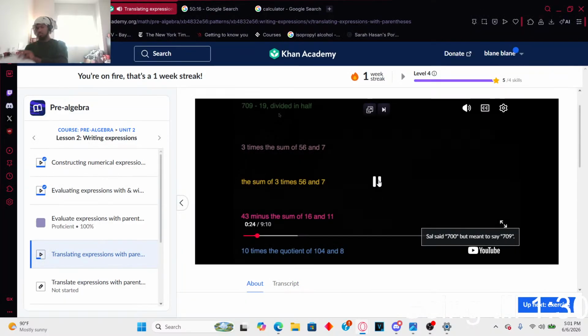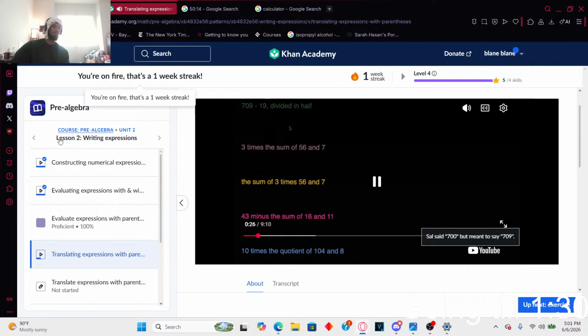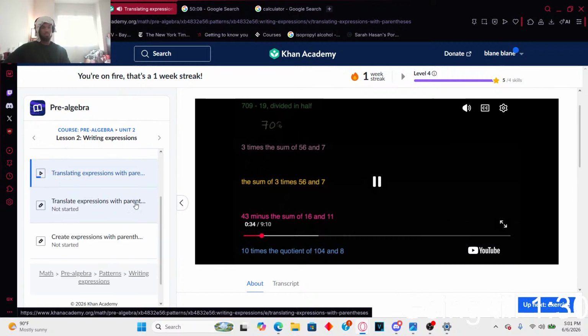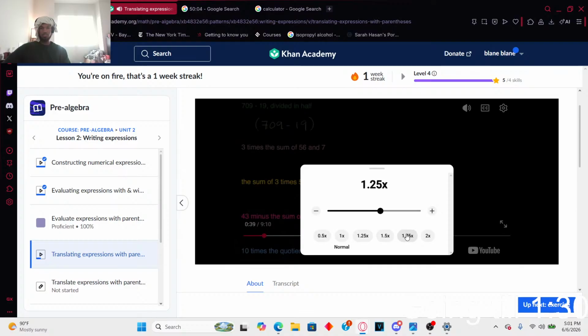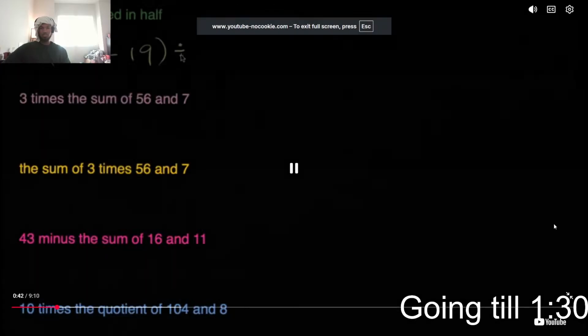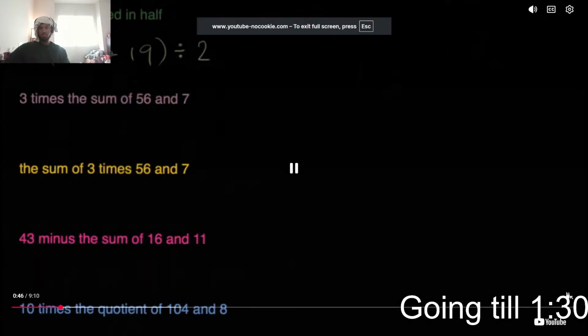700 minus 19 divided in half. So another way to think about divided in half is divided by 2. So we could write this as 700 minus 19, and we're going to do that first, so that's why I put the parentheses around it, divided by 2, or divided in half. That's one way that we could write this.